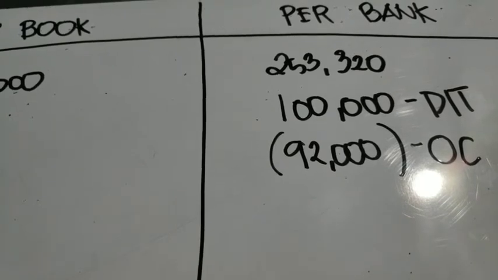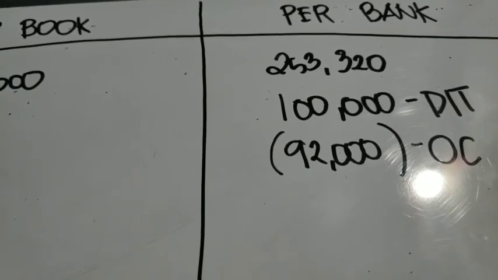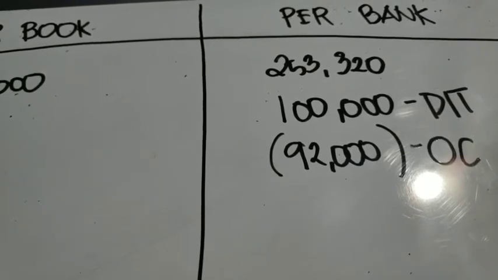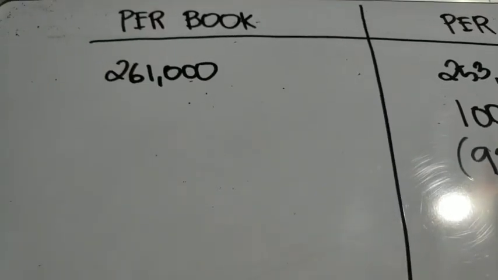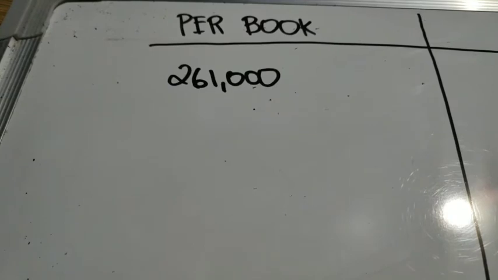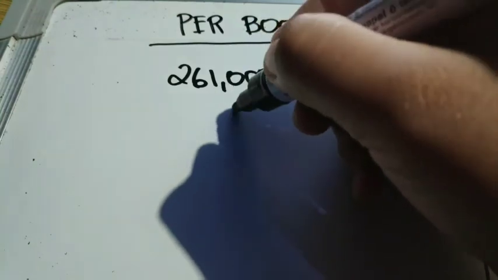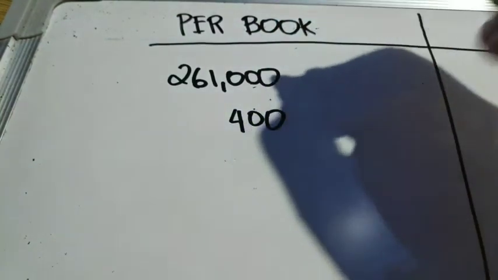Okay. Next that we will identify, the number 3 timing difference, is your credit memo. The credit memo is the 400 pesos. This 400 pesos is an interest reflected on your bank account but not yet reflected to the book account, because the company only knew about the interest when they received the bank statement in the month of August. So since it is an interest income, from the word income, it should be added to your per book.